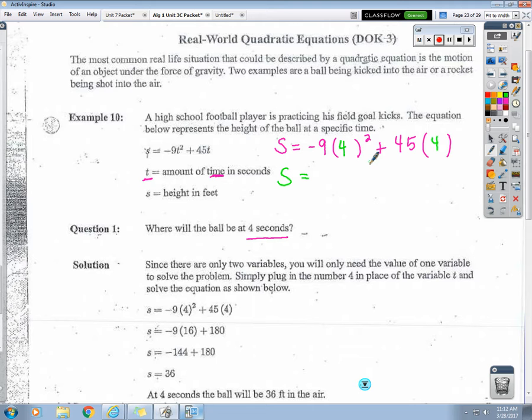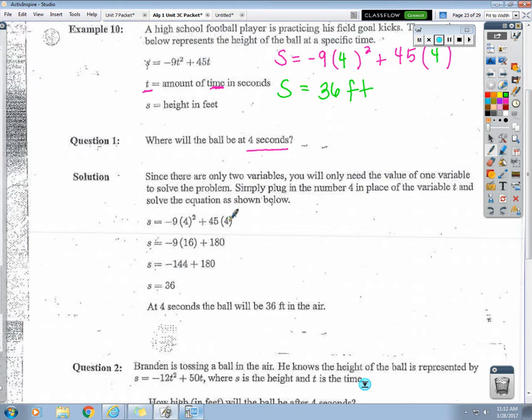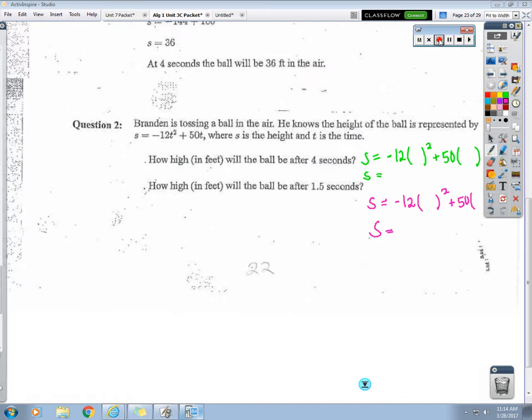Okay, what'd you get? 36 what? No, 4 was seconds. So after 4 seconds, the ball is 36 feet in the air. Look, they worked it out for you right here. Okay, so now that we've done that one together, I want you to try question 2 at the bottom by yourself. Go ahead and try question 2.